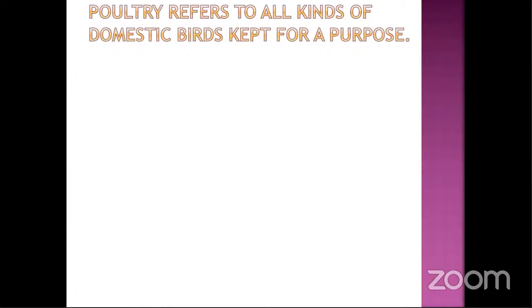This is what we're saying. We say that poultry refers to all kinds of domestic birds kept for a purpose. So these birds are kept for a purpose, maybe for meat, maybe for eggs, maybe for cultural purposes. When you're writing this definition, you write it in lowercase letters. You don't write in capital letters as I've written mine. You simply say poultry refers to all kinds of domestic birds kept for a purpose.